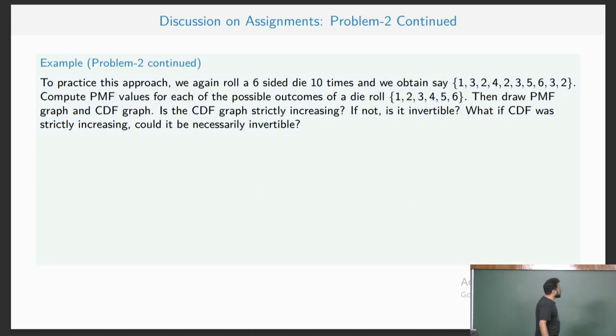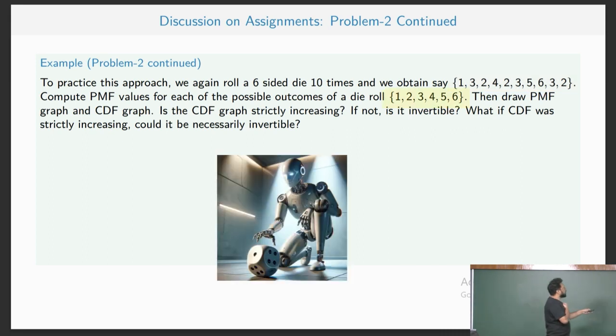Okay, so problem 2 continues. Now in the assignment I give you a more precise problem. It's about rolling a 6-sided die 10 times. So basically you will get 10 samples after rolling a die, and since it's a die, the numbers you get will range from 1 to 6. In the first roll I got 1, in the second I got the number 3, and so on. So these are my samples.